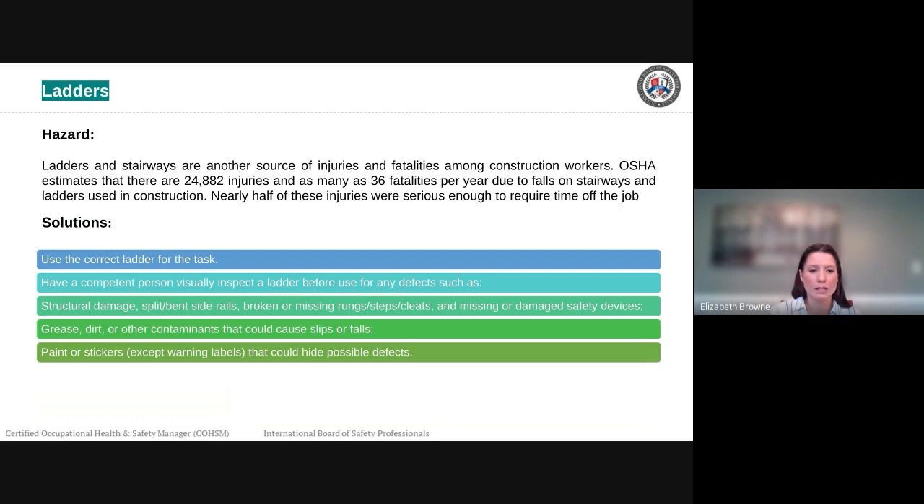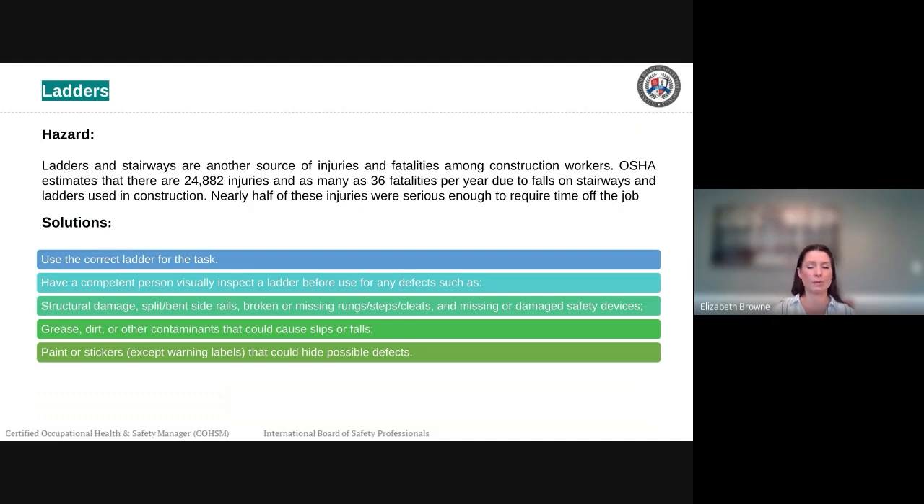So some solutions or hazard controls are using the correct ladder for the task, and having a competent person visually inspect the ladder before use for any defects such as structural damage, split, bent side rails, broken or missing rungs, steps or cleats, and missing or damaged safety devices.